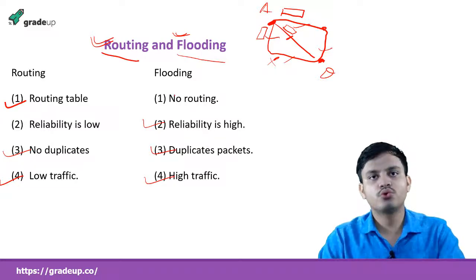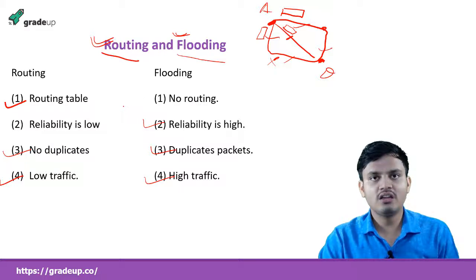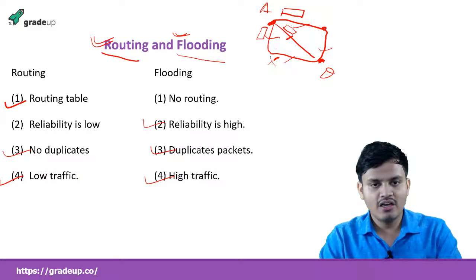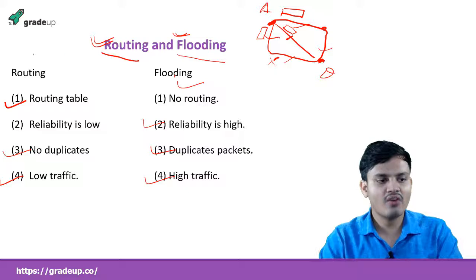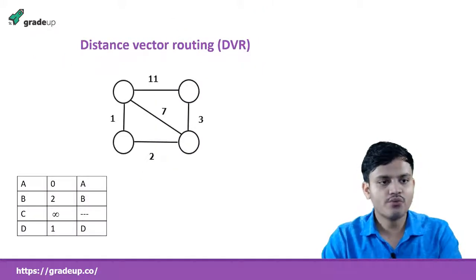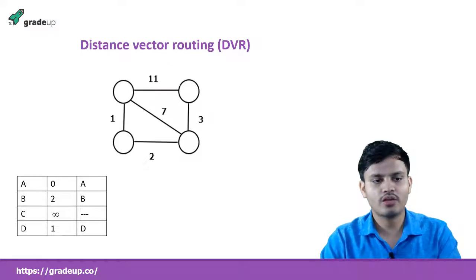We are not going to use flooding because in routing there is very little traffic. Suppose you are sending 1000 packets and there are many links, so how many duplicate packets will there be? There will be lots of duplicate packets in flooding, but in routing it will remain 1000. That is why we are going to use routing, and we will see the routing algorithms. So the first one is distance vector routing.